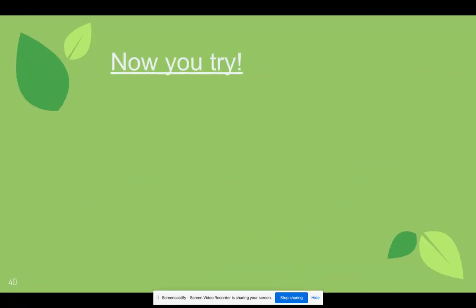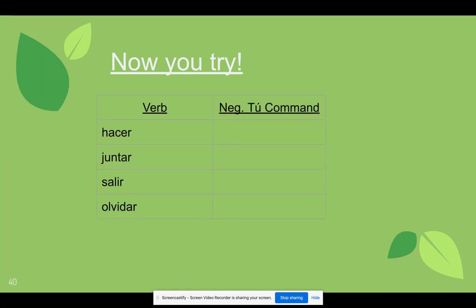Now you try. Here are a few verbs. Make sure that you put them in the yo form first and then add the opposite vowel plus S. Or you could say add the opposite tú form ending. Take a few moments and pause the video if you need to.